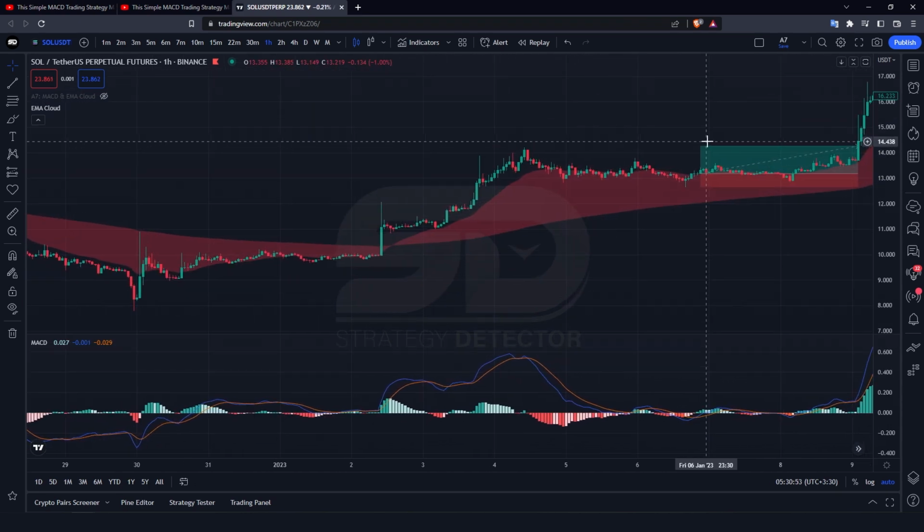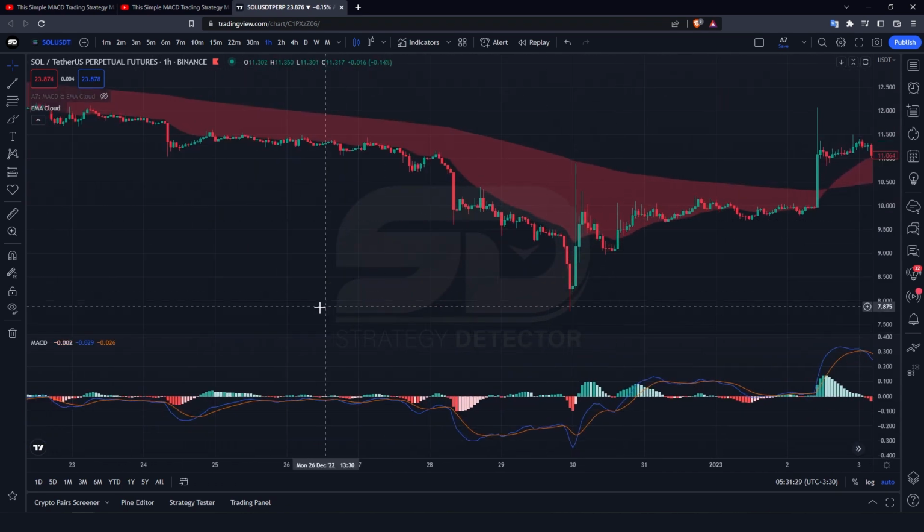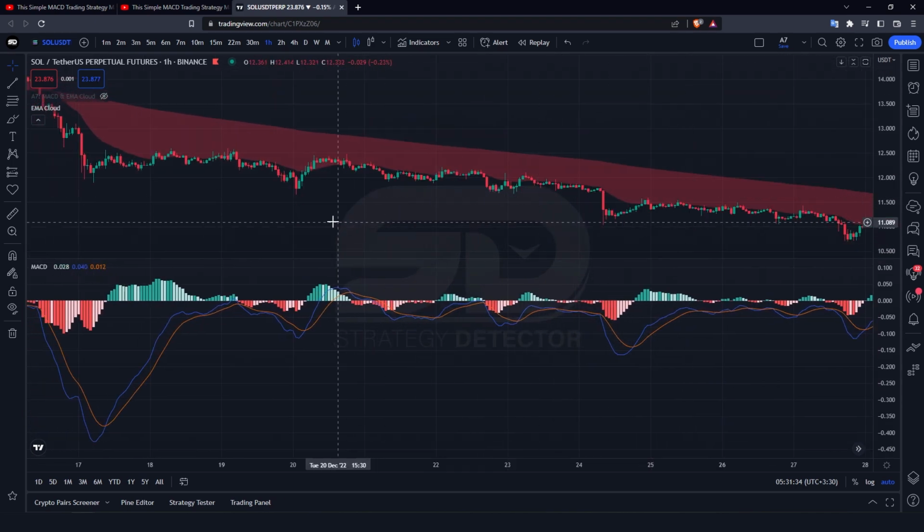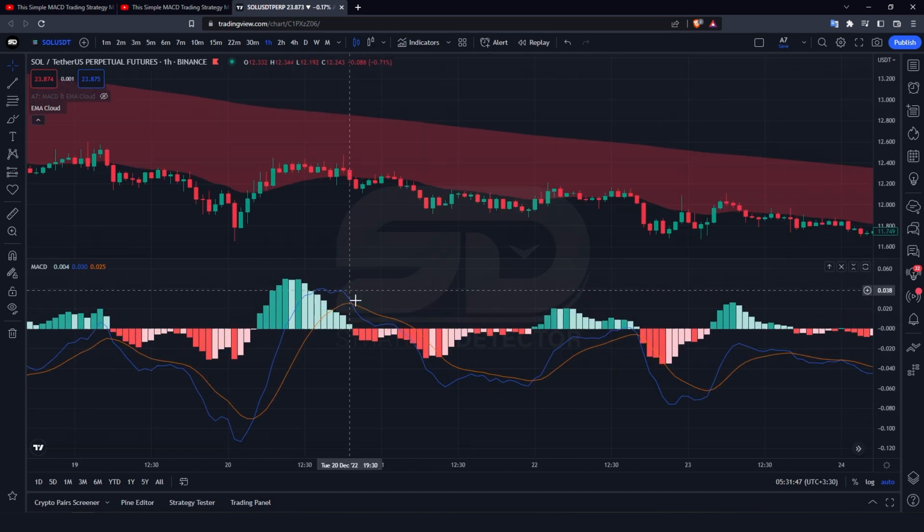It is exactly opposite of the long position. And let's find an example. We need to see a cross under between the MACD line and signal line. And here we have a cross under. And it's above the zero line, and the candle needs to be closed under the EMA cloud.